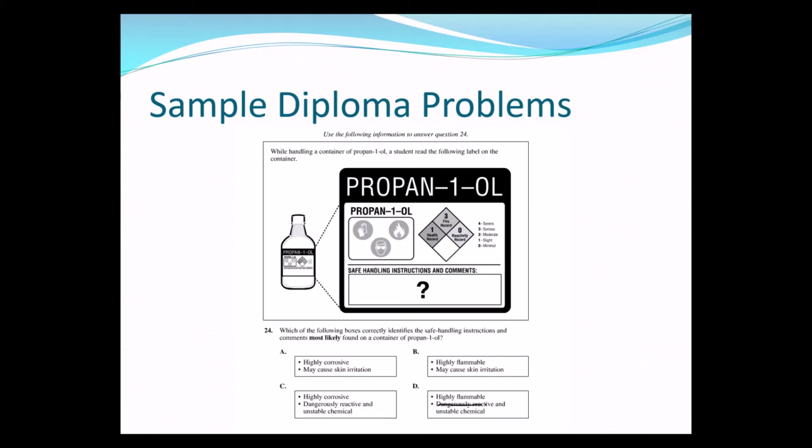So D, it says dangerously reactive. C says dangerously reactive because it's not really reactive. And then, so highly flammable or highly corrosive may cause skin irritation. So it looks like it's more flammable because of the 3 here than an actual health hazard. So B would be the best answer for this one.